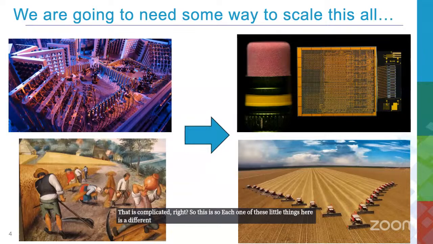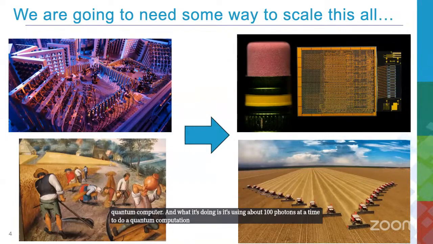That is complicated, right? Each one of these little things here is a different mirror. There are mirrors over there. There are all these fiber cables coming everywhere. This is a huge room full of stuff to make this quantum computer, and it's using about 100 photons at a time to do a quantum computation.